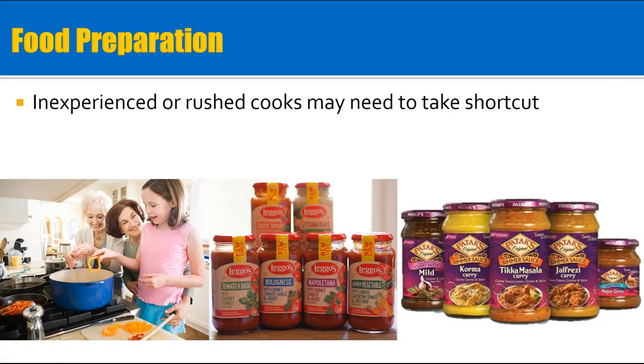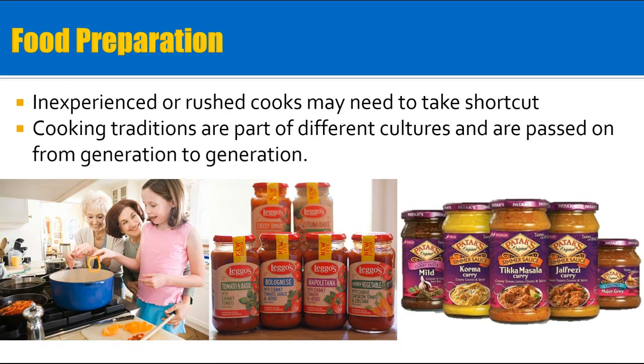So if you are an inexperienced or rushed cook, you may need to take a shortcut. We can use shortcuts like ready-made products, whether they be pasta sauces, or it might be the curry paste, because not everyone will have time to create their own curry paste from scratch. And this is a better nutritional choice than relying on takeaway, but it is better if you can prepare some of these, particularly these sauces, yourself, because they do have added preservatives like sugar or sodium in them that do make them a little bit less healthy for you. So often cooking traditions might be passed down from one generation to the next, and that can then influence your ability to prepare food as well.